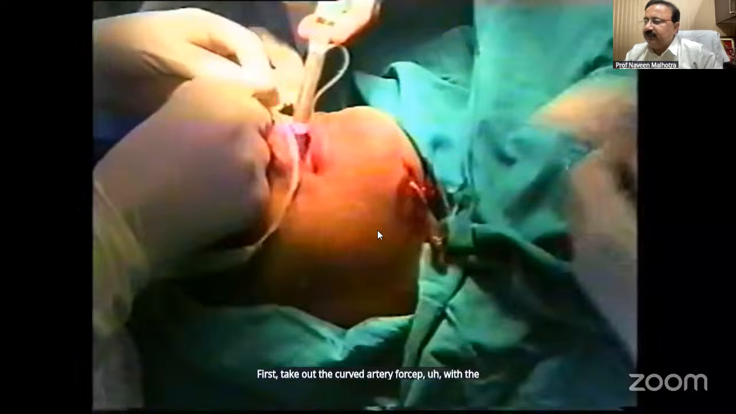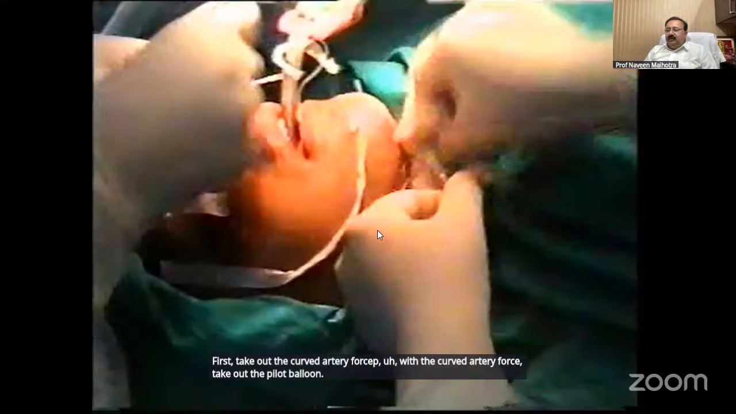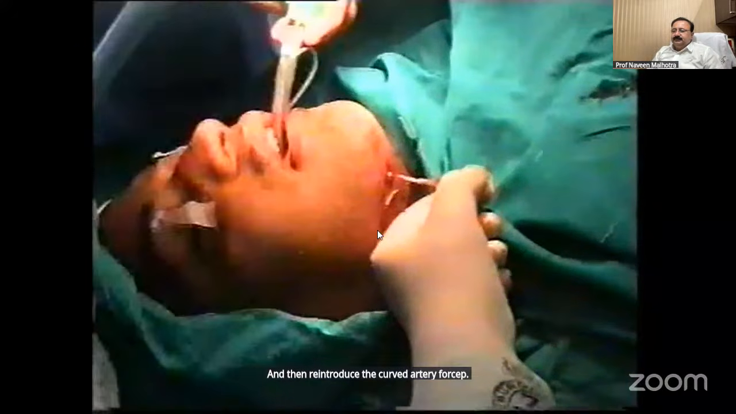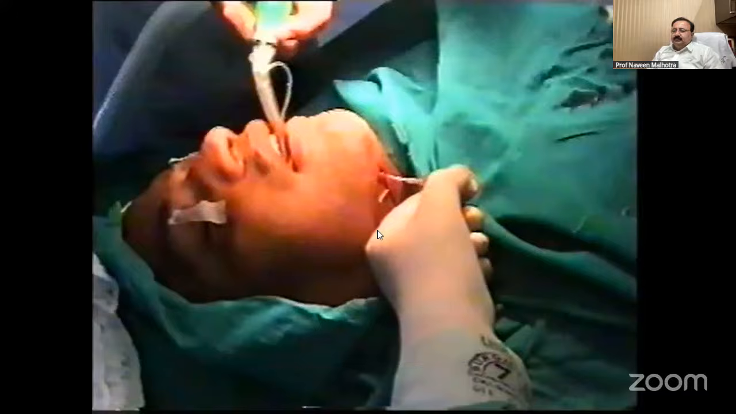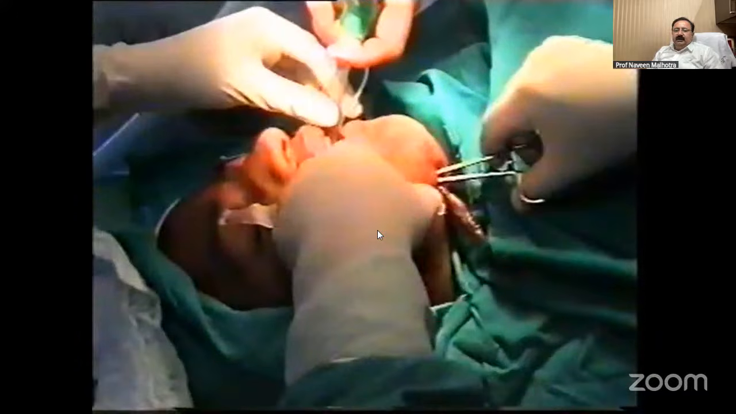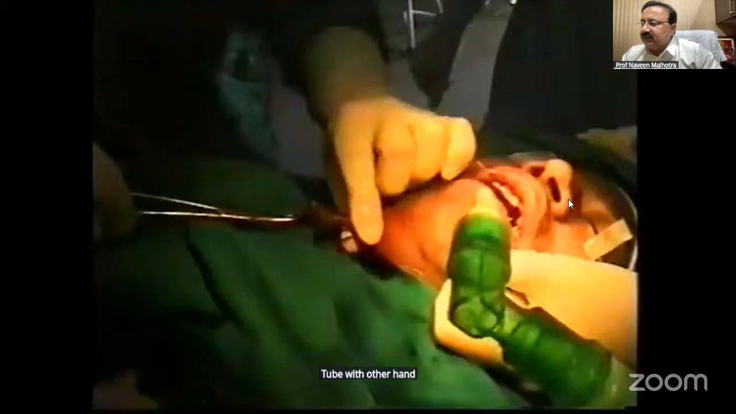First, take out the curved artery forceps. With the curved artery forceps, take out the pilot balloon. And then reintroduce the curved artery forceps and remove the tracheal tube connector. At this point, just stabilize the tube with the other hand so that there is no accidental extubation.